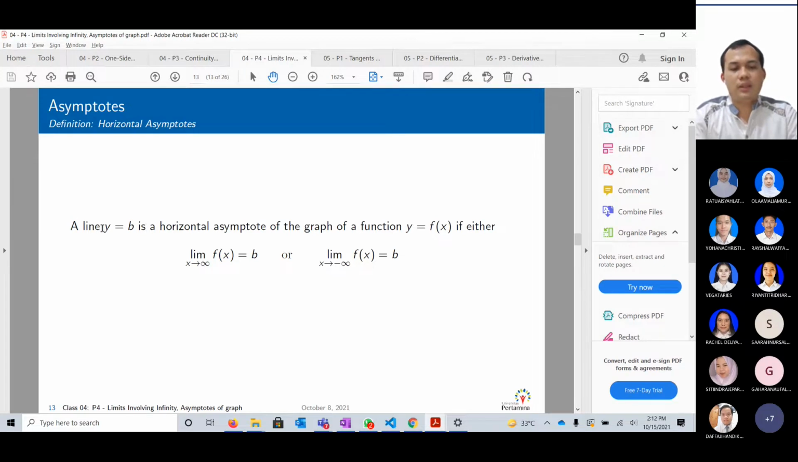Y equals to b, is it a horizontal line or vertical line? So if we have a Cartesian coordinate system with x and y, where the horizontal axis is the x-axis and the vertical axis is the y-axis, and we have the line y equals b, is it a horizontal line or a vertical line? Vertical.